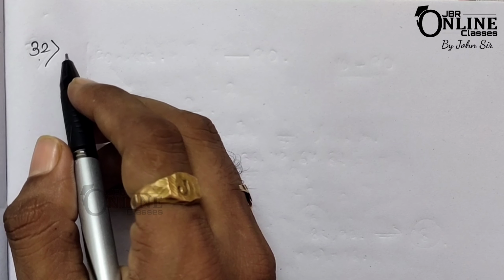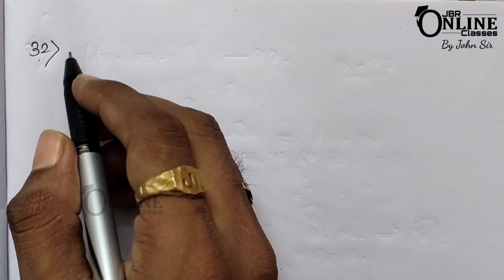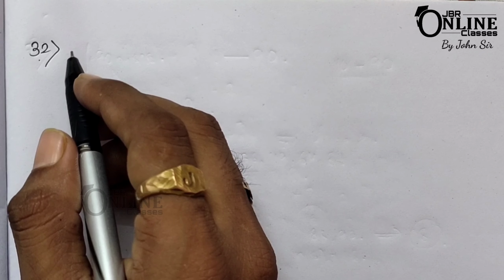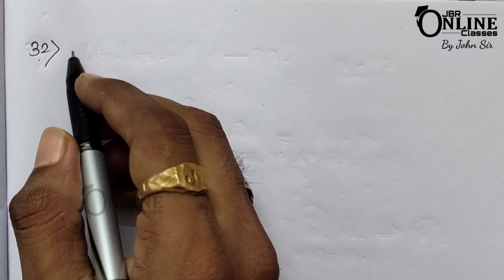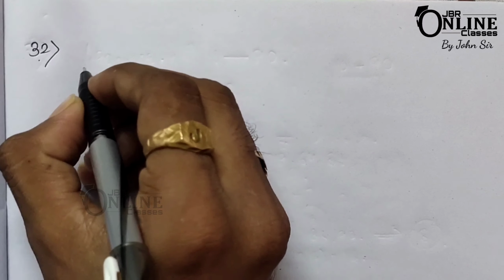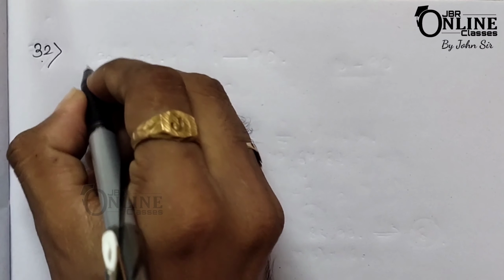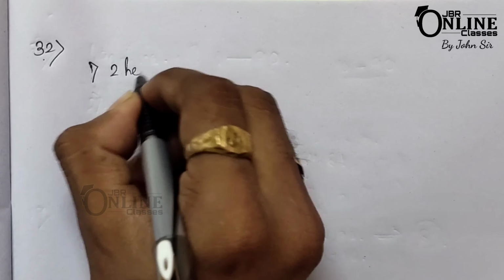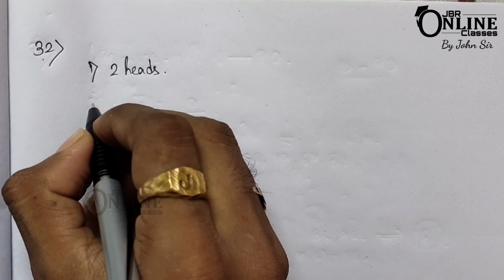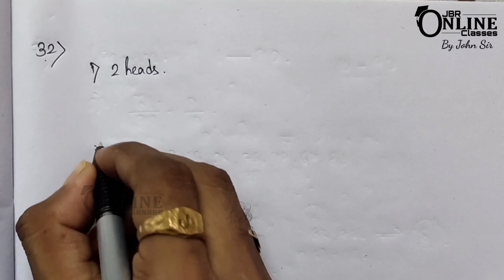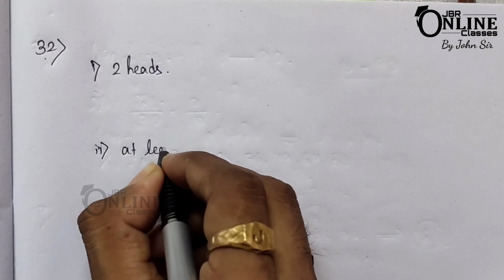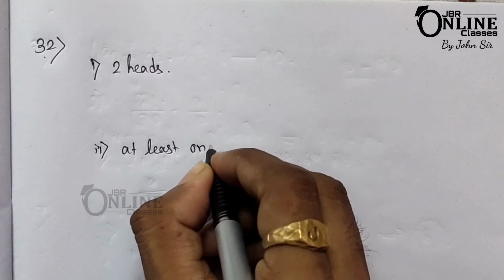Sum number 32, 2 coins are tossed once. Find the probability of getting 2 heads or at least 1 tail. So that means there are two questions. First one, find the probability of 2 heads, and second one, find the probability of at least 1 tail.